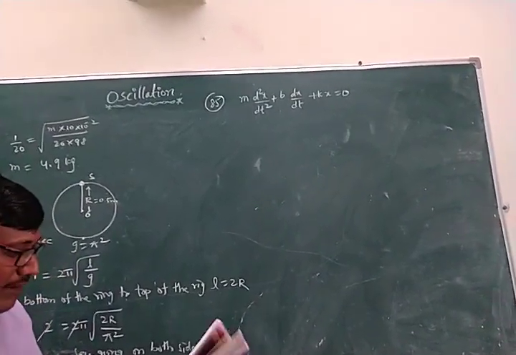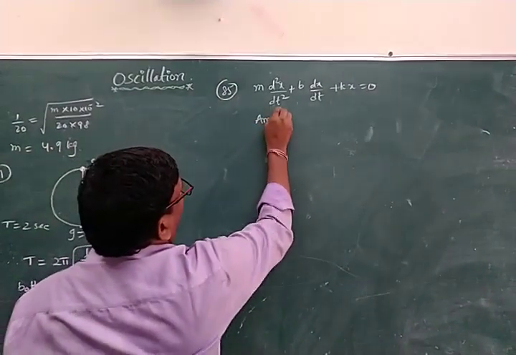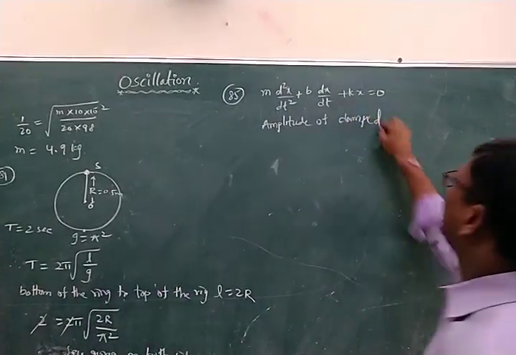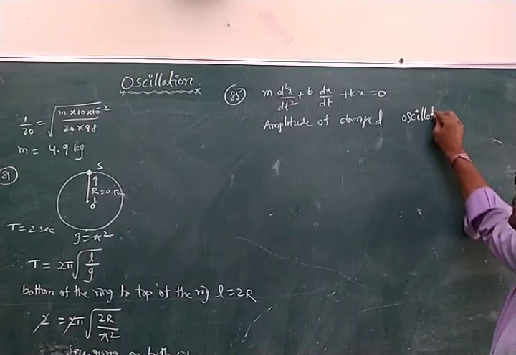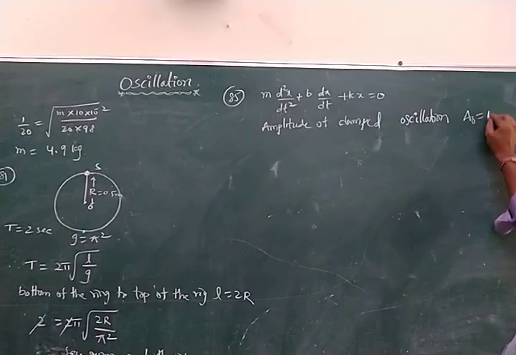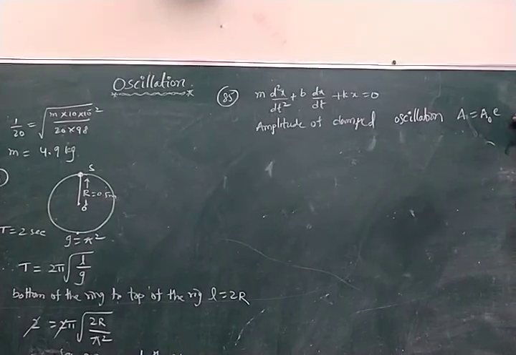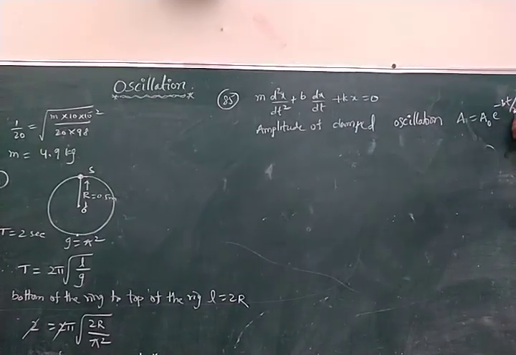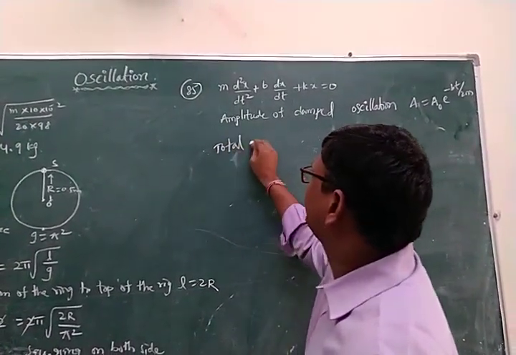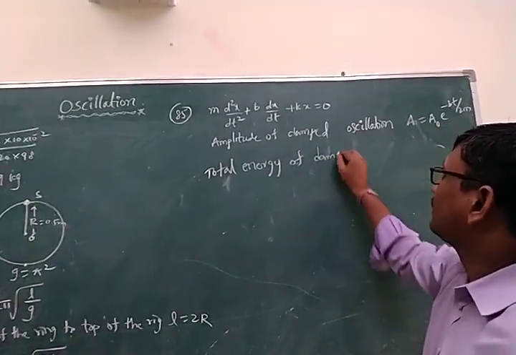The energy of damped oscillation at a time. See, the amplitude of damped oscillation, A naught, is A is equal to A naught into e to the power of minus bt by 2m. So this is the damped amplitude. Therefore, the total energy of damped oscillation.